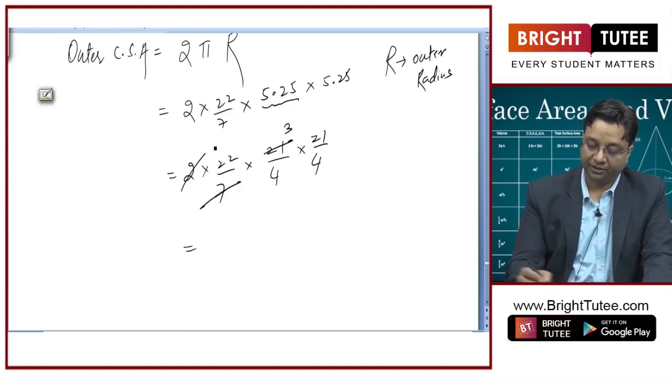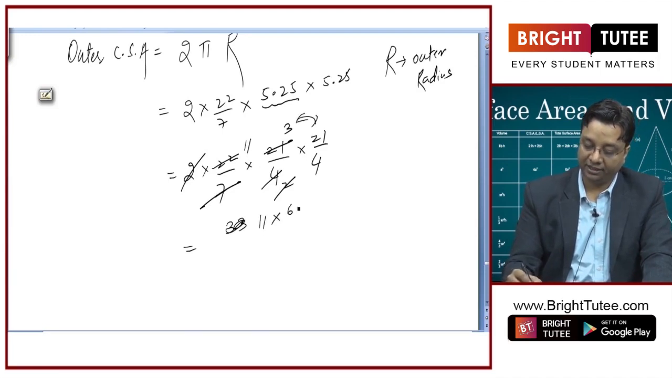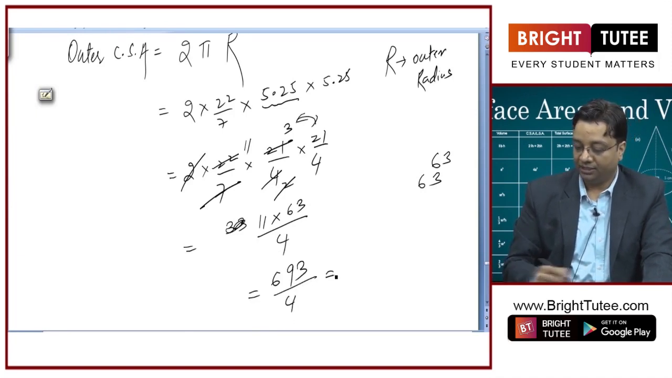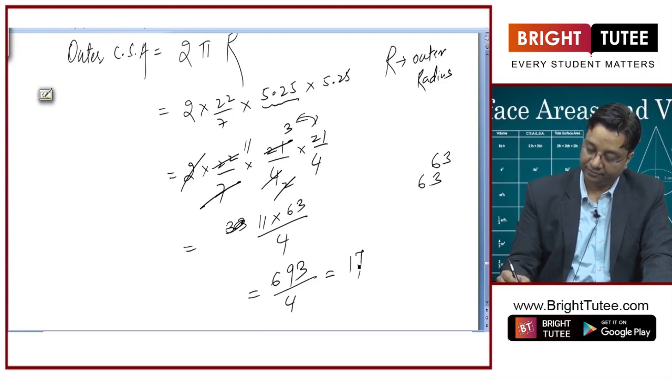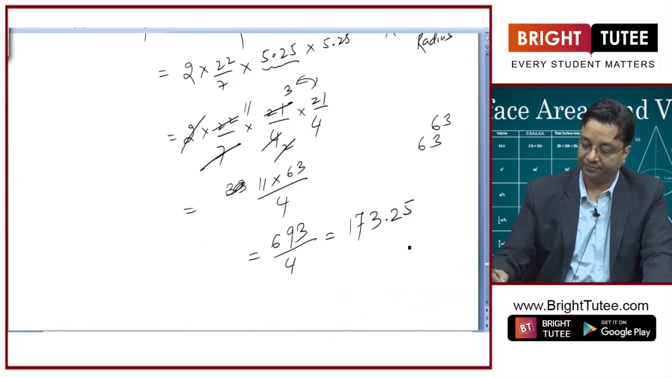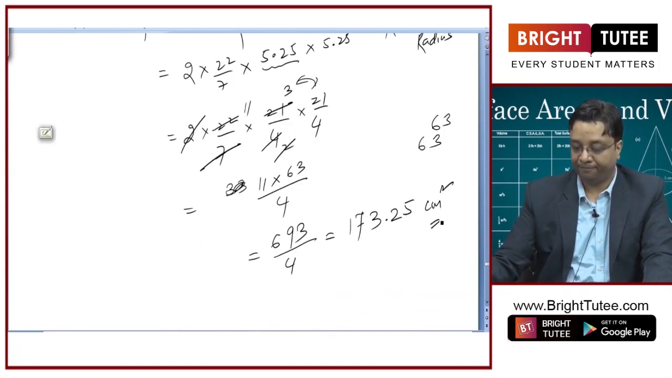3, 2 into 2 is 4. This will give you 11 here. So 11 into 3 is 33. Or what you could have done is 11 into 21 into 3 is 63, and it has to be divided by 4. 11 into 63 is easier to calculate. So you can calculate it like this. So it will give you 693 by 4. Hence the answer is 173.25 centimeter square. Okay.